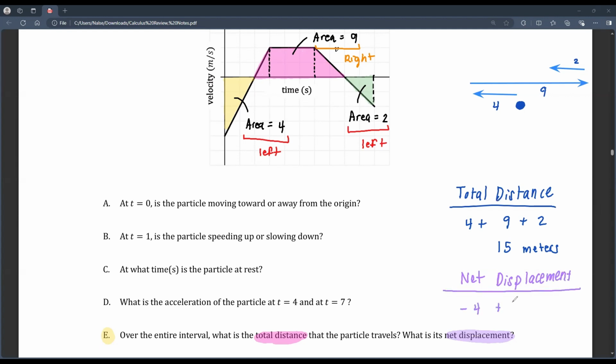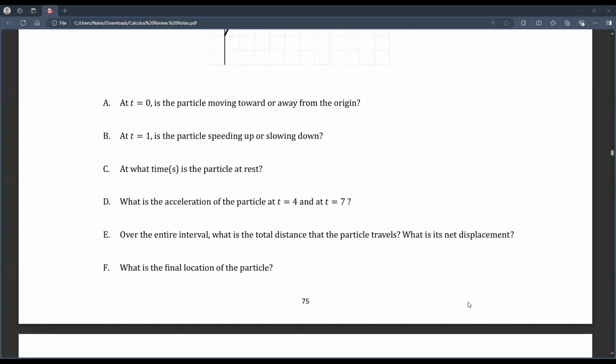Net displacement is a little different. Here we do need to take into account the direction of the motion, treating leftward motions as negative and rightward motions as positive. The net displacement represents the overall change in the particle's position, and we can use this quantity to figure out the final location of the particle. We just need to add it to the particle's starting position. The particle starts at 3 meters, and it changes by another 3 meters to the right, so the final location of the particle is at 6 meters.